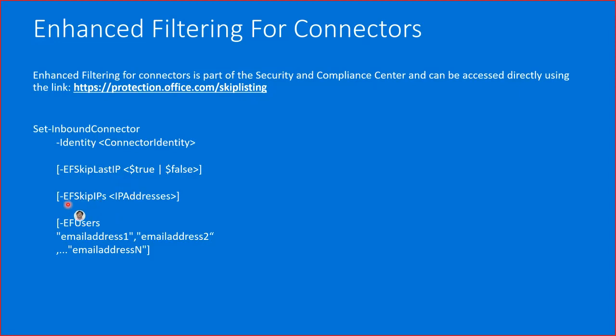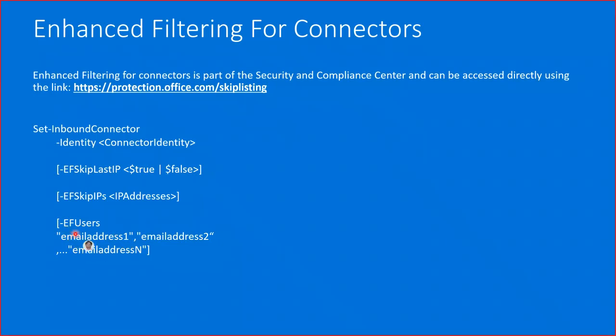But we also have an option to skip multiple IPs. So if we know that there are multiple hops that the message takes, and a few of those hops are trusted environments, and we want to skip doing the health check against those IPs, then we can add those IPs under the parameter EFSkipIPs, which is basically a comma separated list of IP addresses that we want to skip, and then do the IP health check.